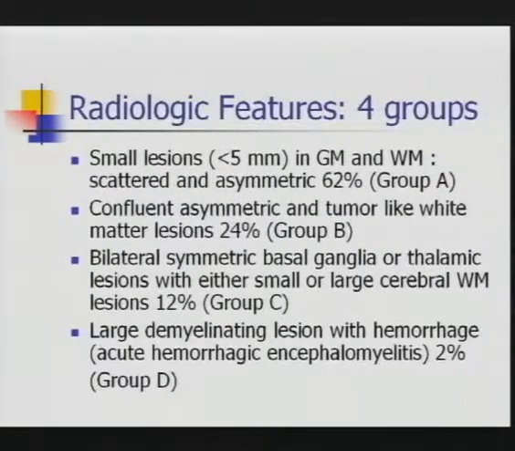Radiologically, there are about 4 groups, but in general, what you see is a combination of Group A and Group C. Group A is defined as asymmetric and scattered T2 or very white lesions on the MRI. They're just scattered in the gray matter and the white matter. And the other thing that you tend to see is bilateral symmetric lesions in the basal ganglia or the thalamus. That combination on MRI really makes you suggest that you're dealing with pediatric ADEM.